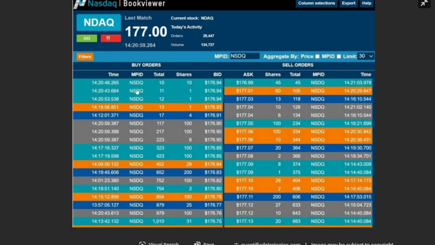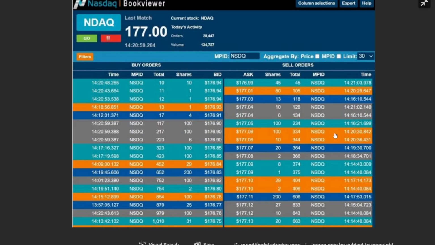This includes the bid orders. They are the buy orders, showing the prices that traders are willing to pay. And then we have the ask orders. They are the sell orders. Ask orders are also called sell orders. They are showing the prices at which traders want to sell.